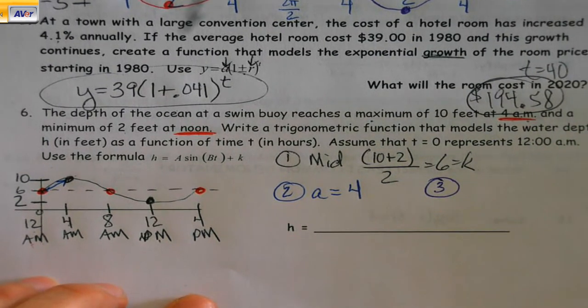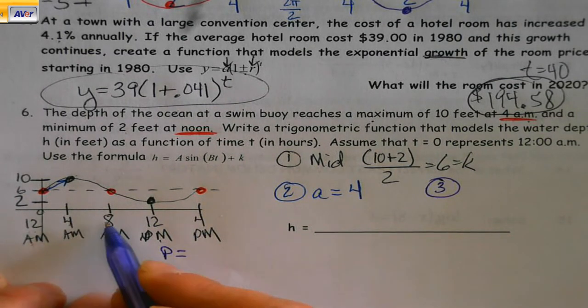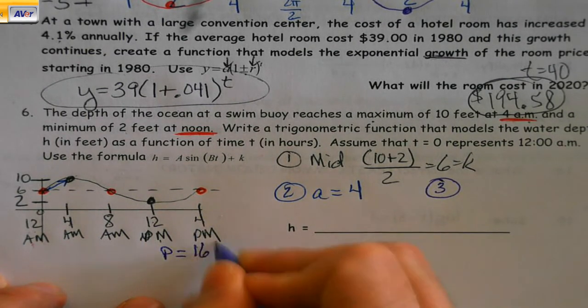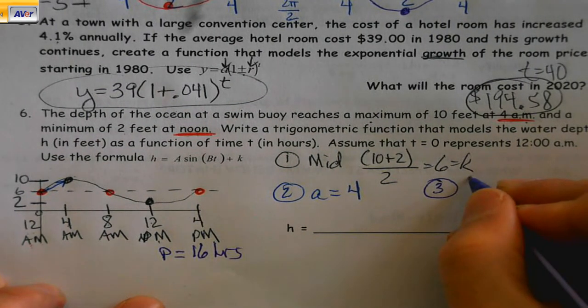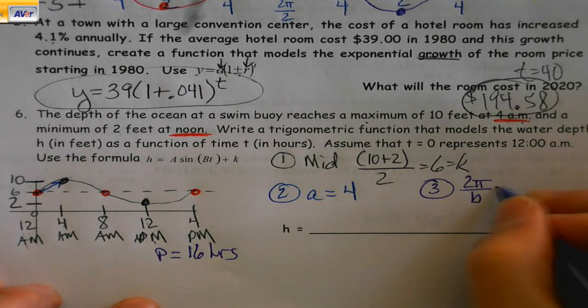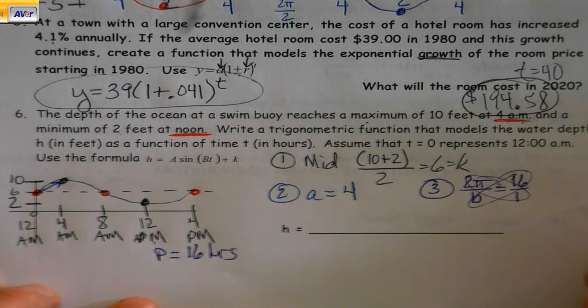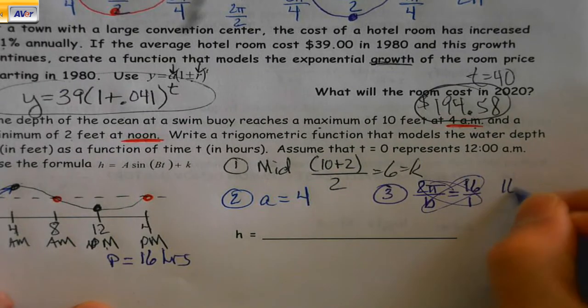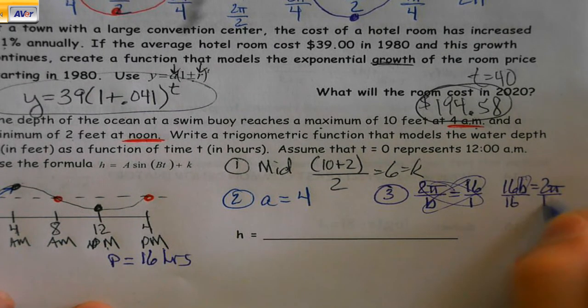Last part is to get my B. I have my period for 8, 12, 16 hours, but that's not my B. 2 pi over B is my formula, but I don't know B, but I know what the period is. We're going to cross multiply. We're going to scooch this over for a second here. And we're solving for B. So we divide by 16.